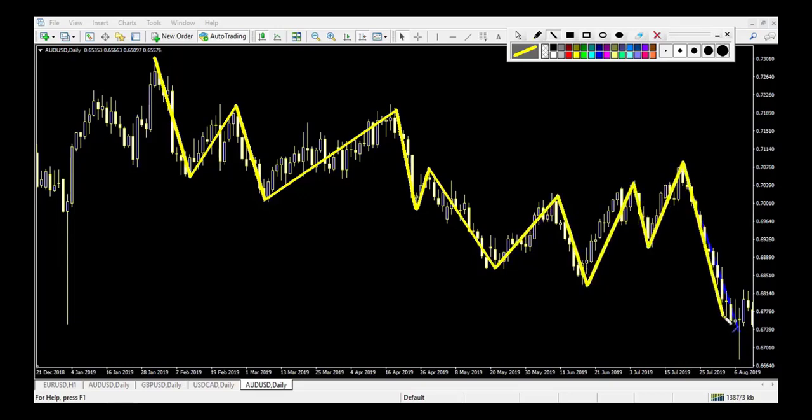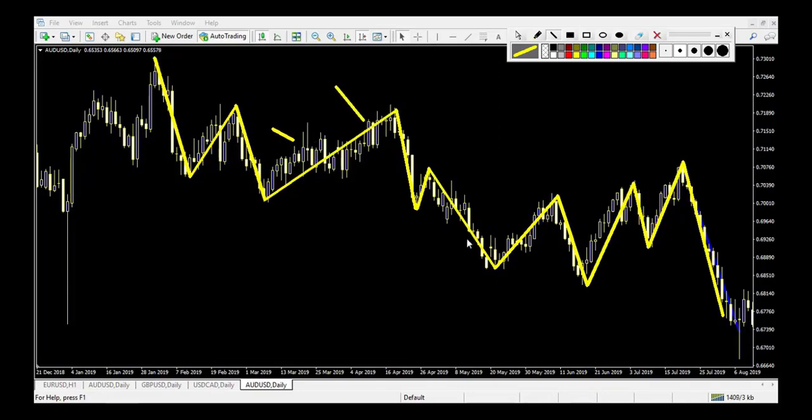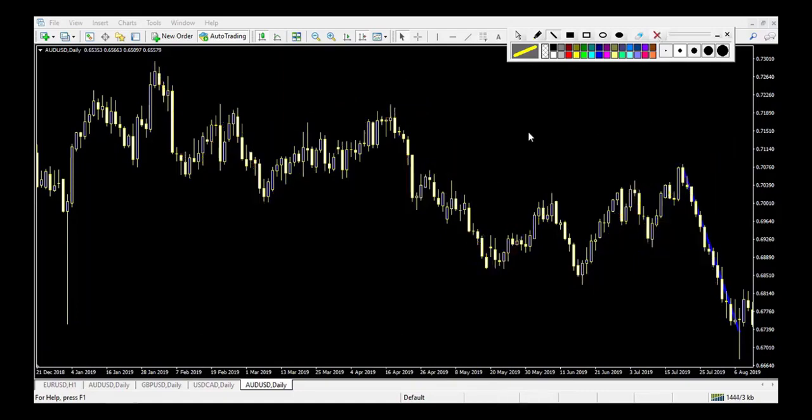See, I take the quite significant turning points all the time. I don't bother myself with the little rejection in this move, for example, right here, or in this move, for example, in the middle right here. Those are not significant turning points for me. What is important is this point, this point, this point right here, this point, this point. Those turning points are important. That's the way you find them on the chart.